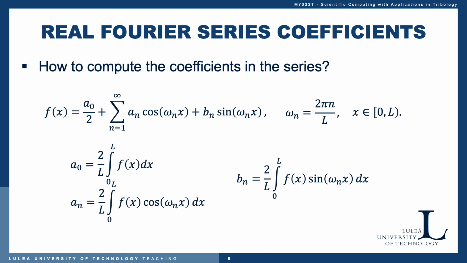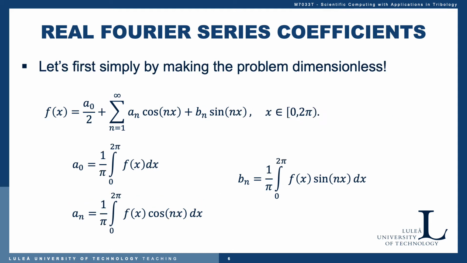How to compute these coefficients then? Okay. Let's first just make the problem dimensionless. So we view it in terms of this discrete frequency n instead of omega n. It simplifies things a little bit, not much, but it's cleaner. The proof will be cleaner on how to obtain the coefficients in this way.